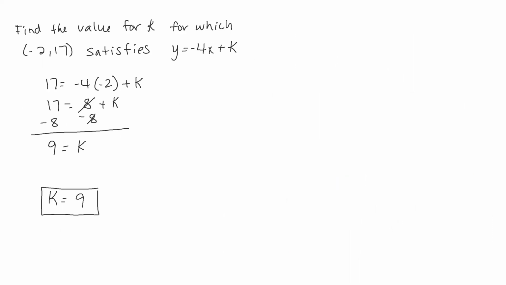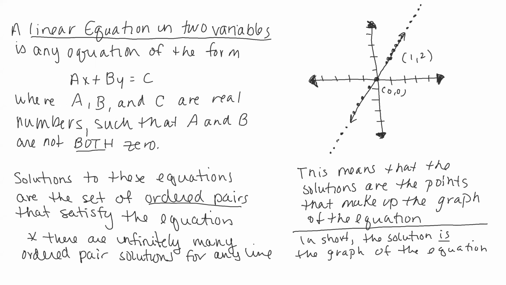All right, let's do a quick recap. So linear equations in two variables are any equation of the form ax plus by is c, where a, b, and c are real numbers, such that a and b are not both 0. So a could be 0, that's fine. b could be 0, that's fine. But they can't be 0 at the same time. In the next video, we'll talk about what it means when a or b is 0. But for now, just know that a and b cannot both be 0.